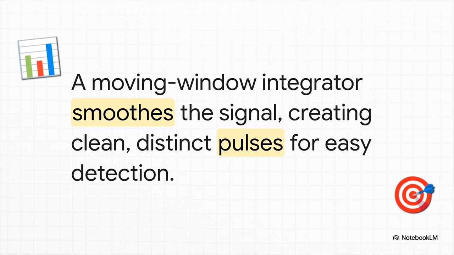And for the final touch, we use something called a moving window integrator. This basically smooths everything out by summing up the signal's energy over a tiny window of time. What it does is transform those sharp, spiky signals into these beautiful, clean, rounded pulses. Now that is something a computer can easily spot with a simple threshold.